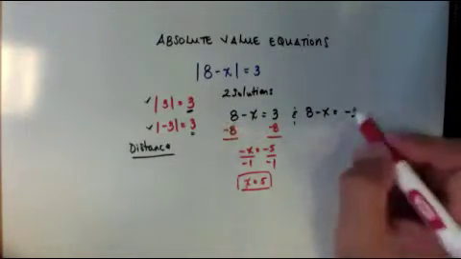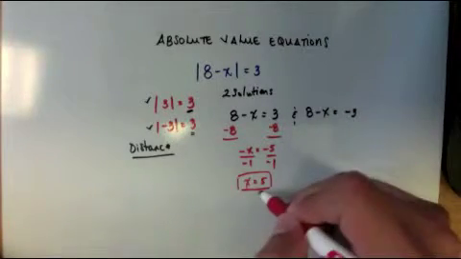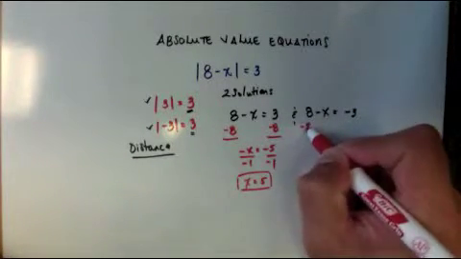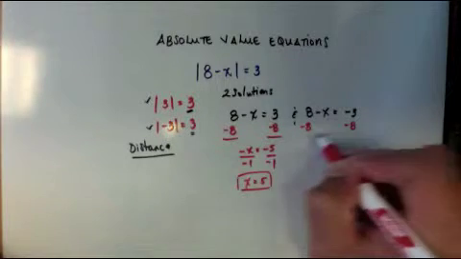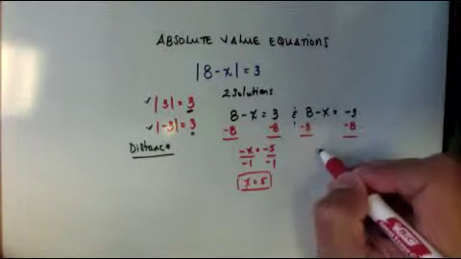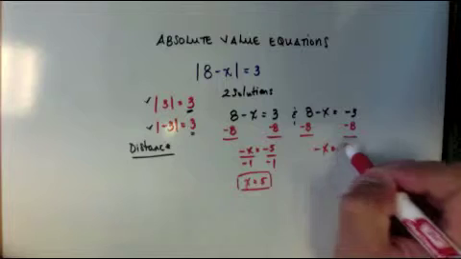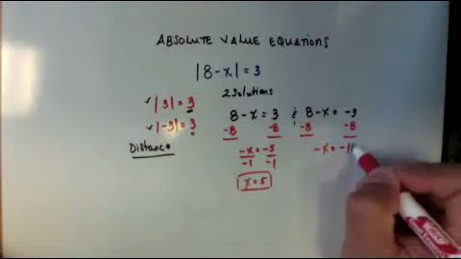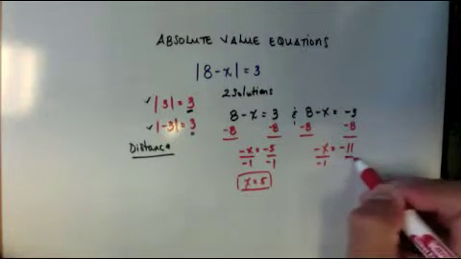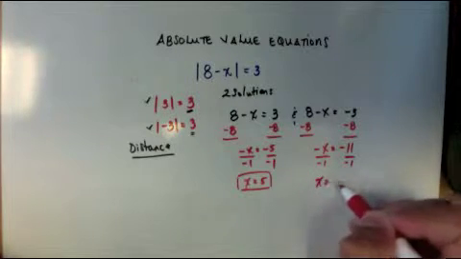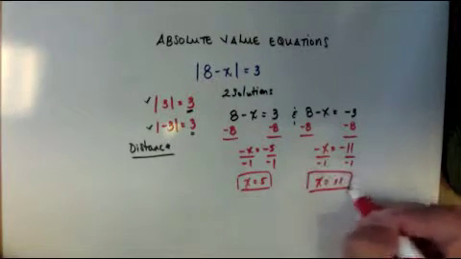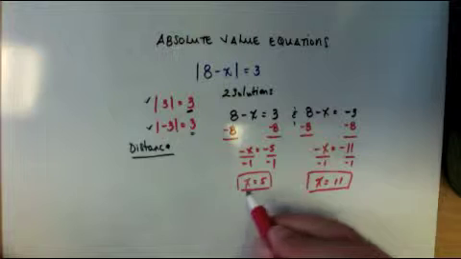Now over here, a lot of students think, oh, it's -5. No, it's not. I'm going to be repeating the same process, but you're going to notice a different result. We still have the negative x. -3 minus 8 is -11. We're still going to divide by that -1, and x is going to give me positive 11. Okay, so our two solutions are 5 and positive 11.